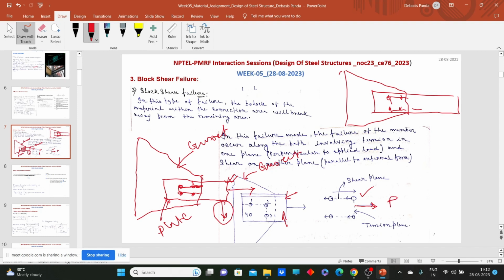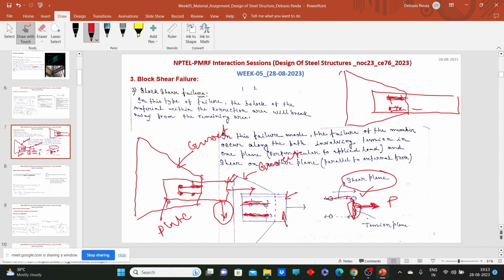And if we see the cross section over here, this cross section and this cross section, along 1 2 and along 3 4, with respect to this cross section, this force is a shear force. That means this plane we call the shear plane, and this plane is subjected to direct tension. What will happen? Obviously tension will occur, and this plane we call the shear plane.